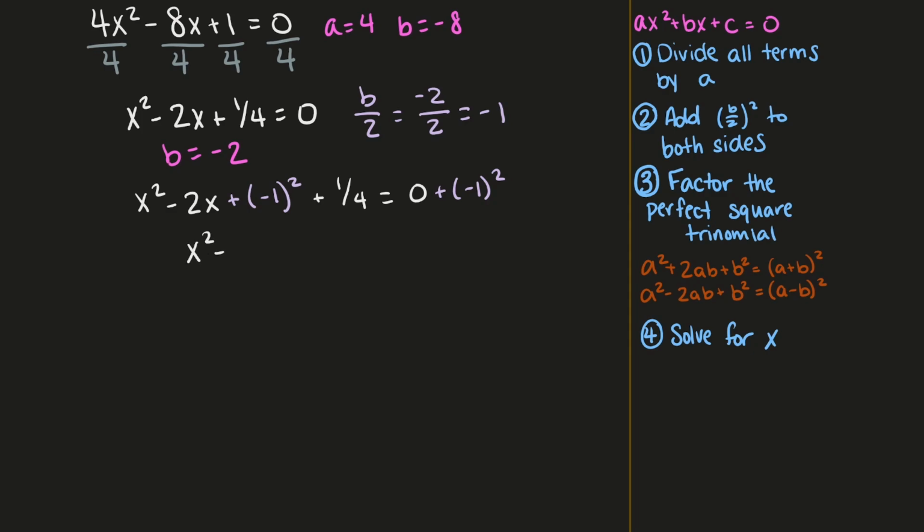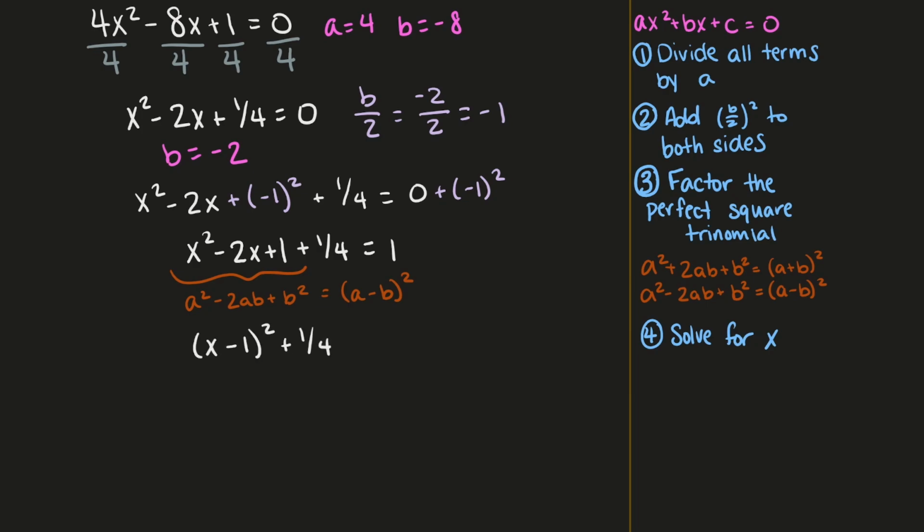to x squared minus 2x plus 1 plus 1/4 equals 1. Now again, we have our perfect square trinomial, this time in the form a squared minus 2ab plus b squared, which means when we factor this, we're going to get a minus b squared. Our a is x and our b is negative 1. So when we factor this, we get x minus 1 squared plus 1/4 equals 1.